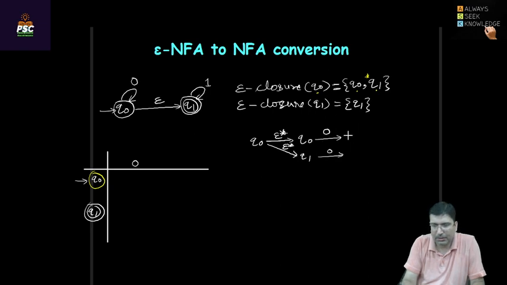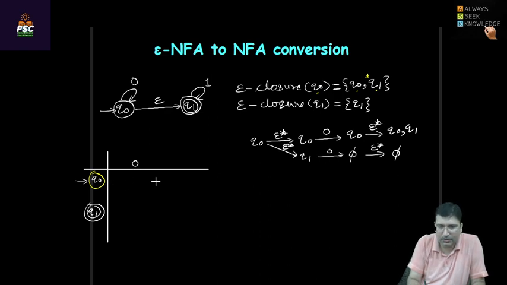When you pass 0 at Q0, there is one transition for 0, so you will be at Q0. At Q1 there is no transition for 0, so you will be at phi. Now you need to find the closure of these. The closure of Q0 gives Q0 as well as Q1, and the closure of phi gives phi. So for 0 from Q0, the union of Q0, Q1 and phi gives the resultant states. You will reach Q0 and Q1 from Q0 by taking input 0. I hope you can understand this.